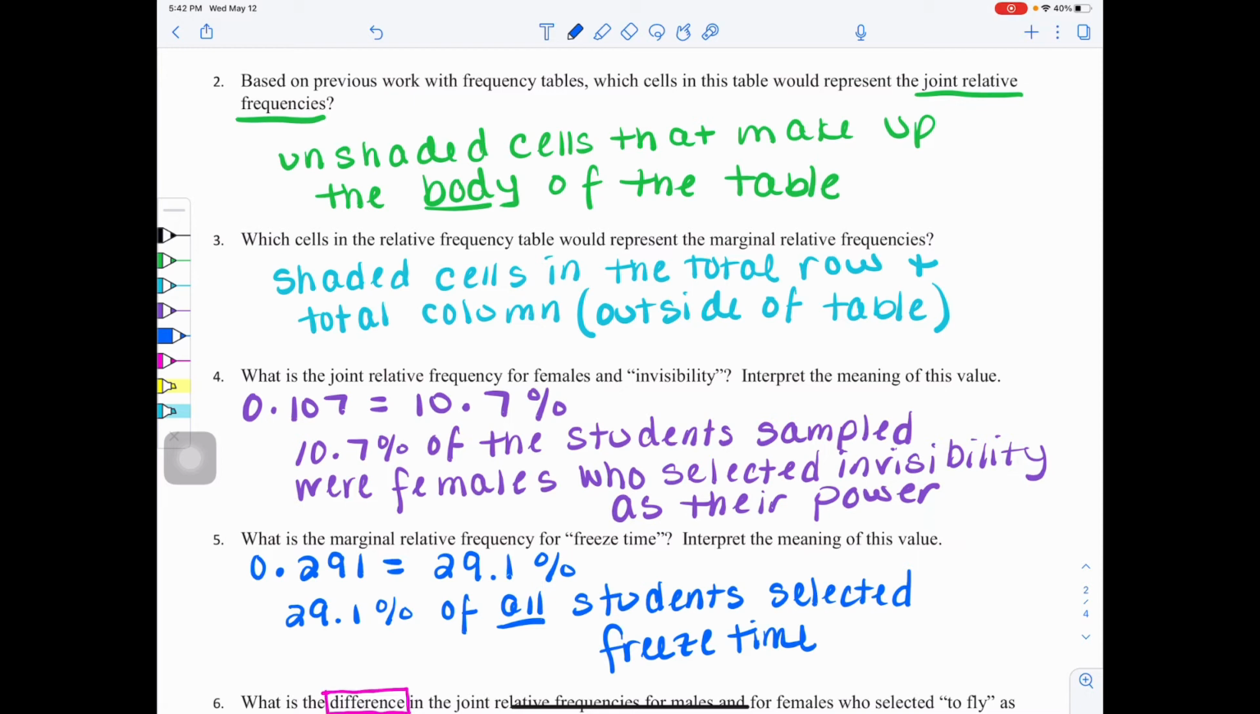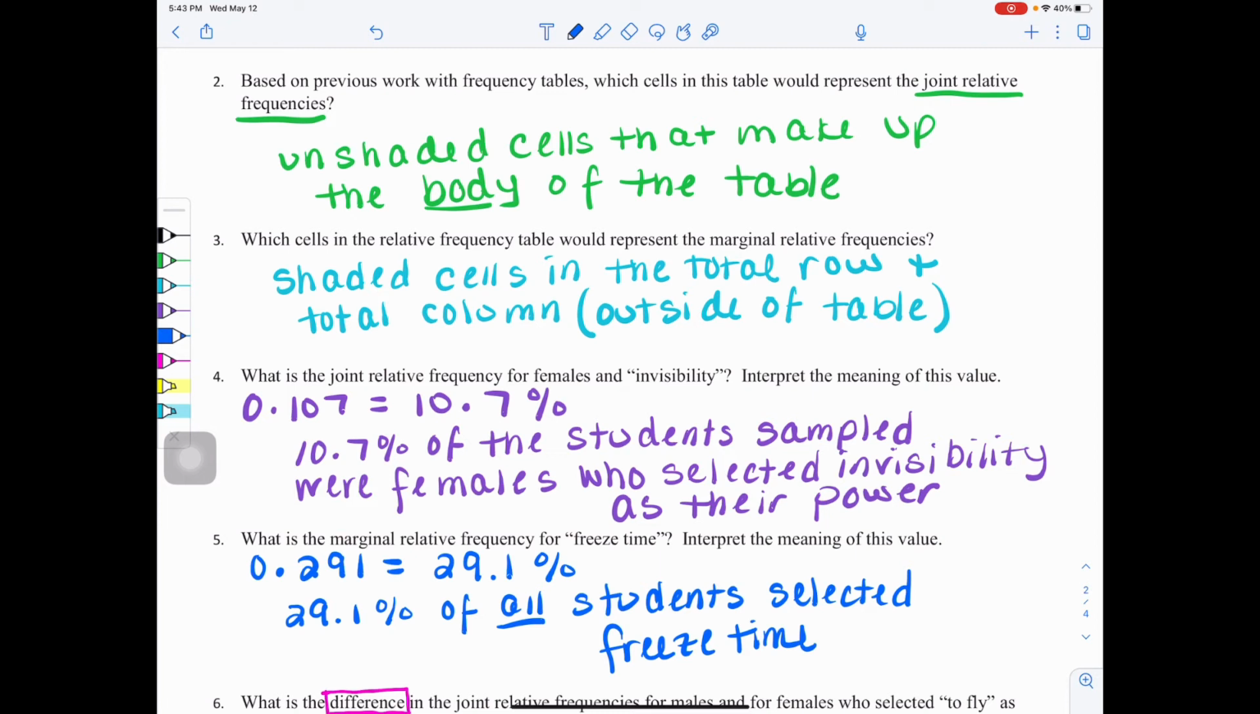Number 4, what is the joint relative frequencies for female and invisibility? You would use your relative frequency table to locate that and then interpret the meaning of it. So what does it mean in our situation? So it was 0.107, which is about 10.7%. Remember to change a decimal to a percent. You multiply by 100, which means you move the decimal place 2 places to the right. So that tells me about 10.7% of the students sampled were females who selected invisibility as their power.